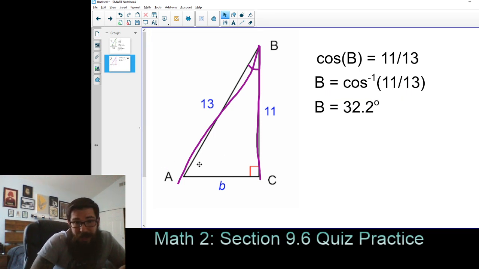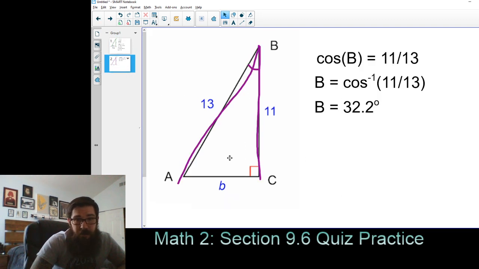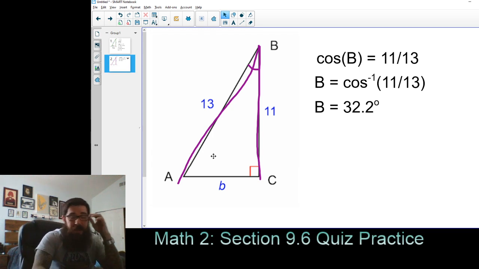Now, you could go back and you could do trig for this angle. You could do the same setup. I could copy all the math that I did right here to find sine, and I'm going to get 57.8. It's going to be just fine. You found B, you found A. You've got to find them both.